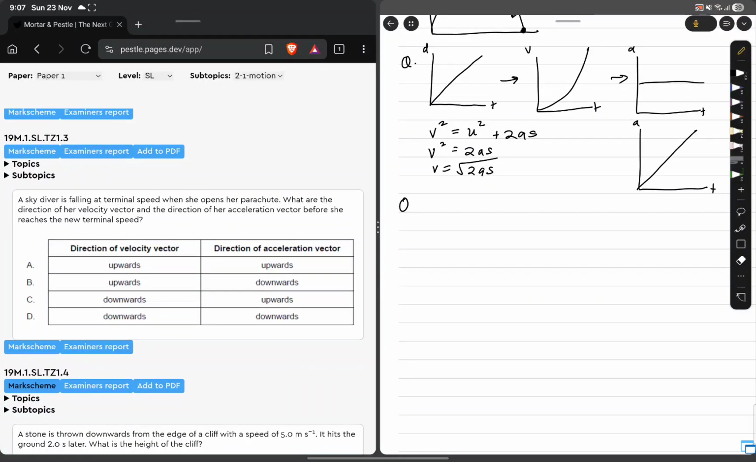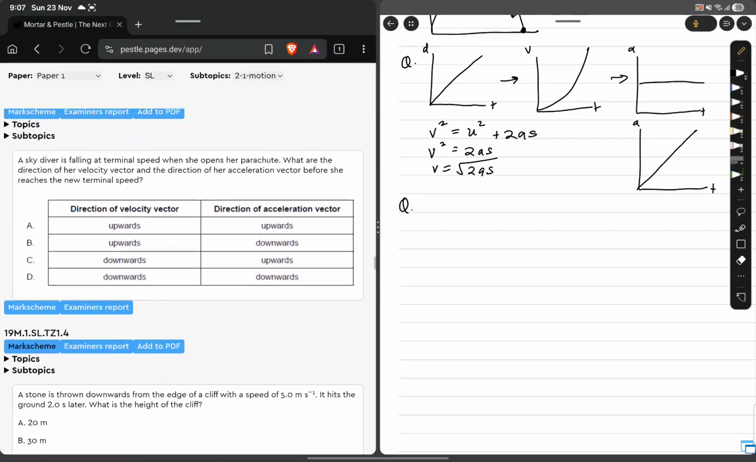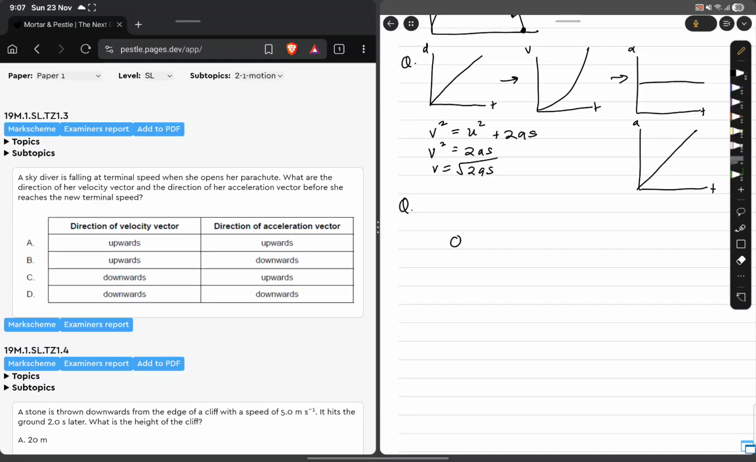Alright. A skydiver is falling at a terminal speed and she opens her parachute. That means the drag force is equivalent to the gravity force. What are the direction of her velocity vector and the direction of the acceleration vector before she reaches the new terminal speed? We're looking at the object right before it reaches terminal velocity, so she's going to have a different situation.